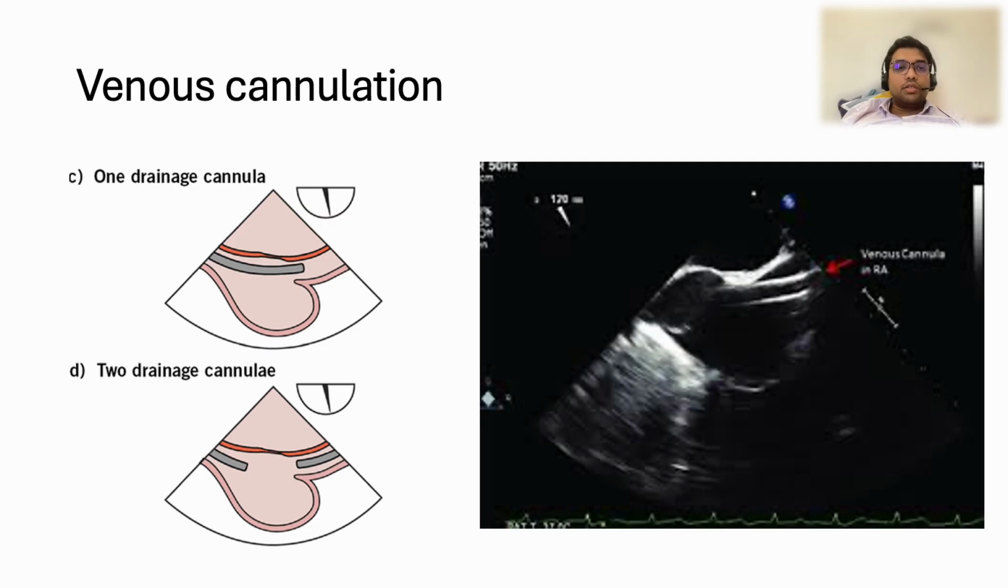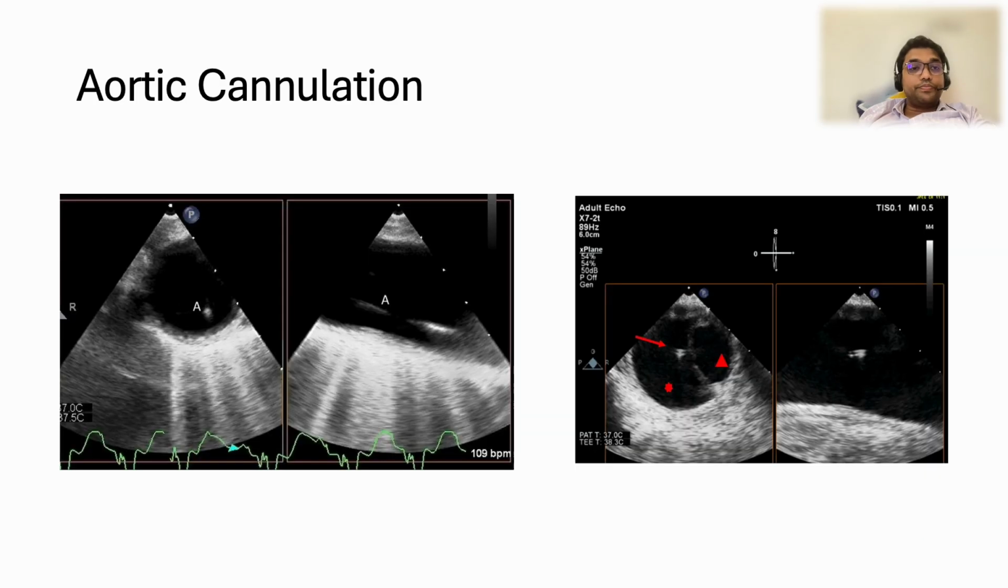Here in the similar view, we can see the venous cannulation and its depth. If the patient has been put on one drainage cannula from your IVC, it has to be put in the SVC RA junction so that it can drain both your SVC and the IVC. If the patient is put on two drainage cannulas, then the superior cannula has to be put in the SVC RA junction and your inferior cannula just beyond your IVC RA junction into the RA cavity. So this is how you get confirmed by your TEE the positions of your venous cannula.